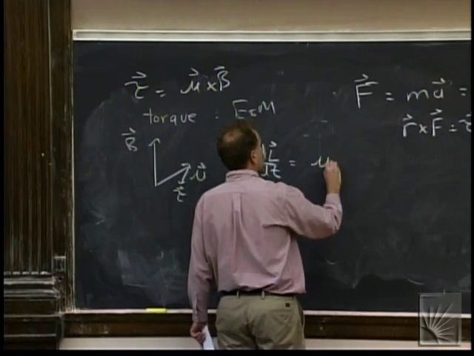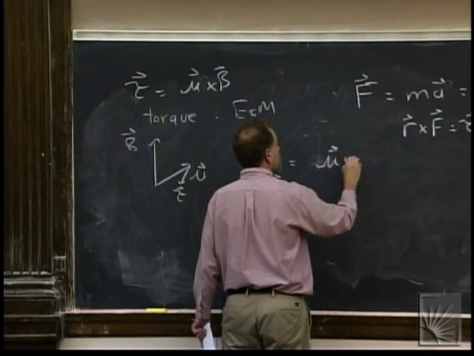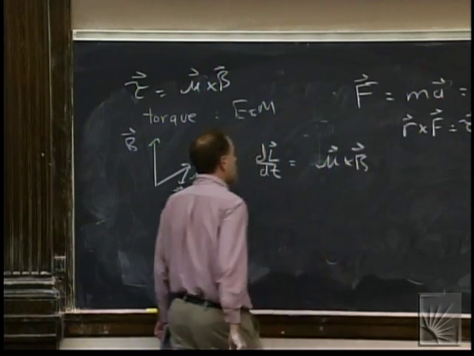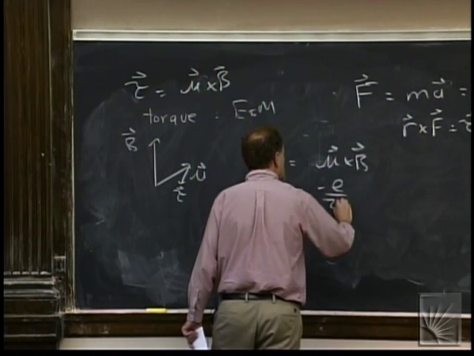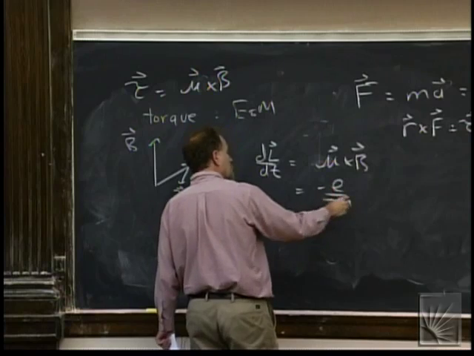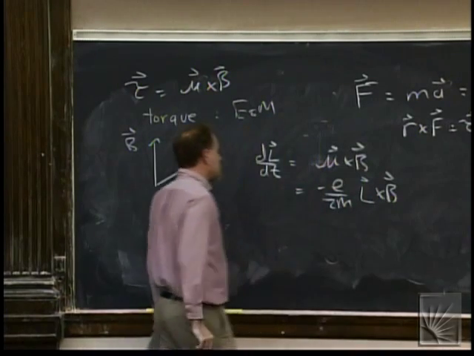Sorry, dL/dt is mu cross B. All right, and mu is minus e over 2m times L. All right.